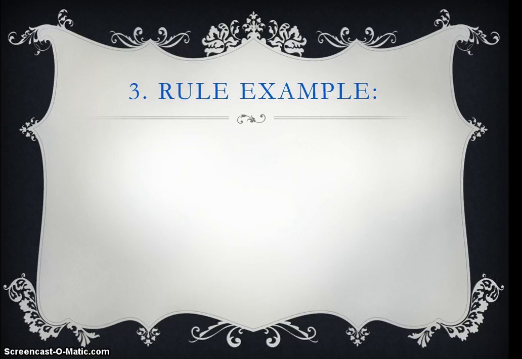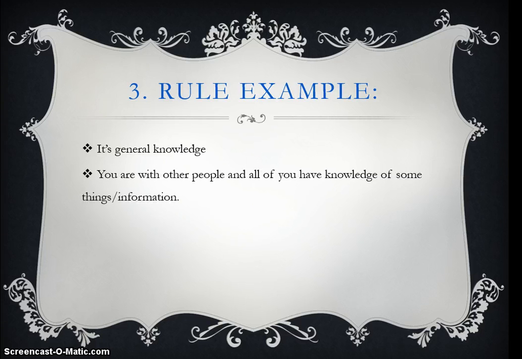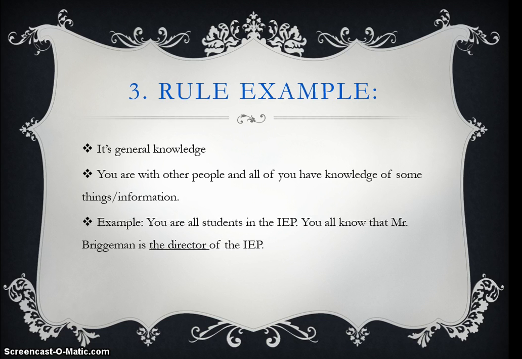Let's look at examples for rule number 3. So if it's general knowledge, we're going to use the article the for the noun. For example, you are with other people and all of you have knowledge of some things or some information. For example, you are all students in the IEP. You all know that Mr. Briggerman is the director of the IEP. So the director is Mr. Briggerman, and everyone in the IEP knows this. Since everyone in the IEP knows that Mr. Briggerman is the director, we're going to use the in front of the noun director.